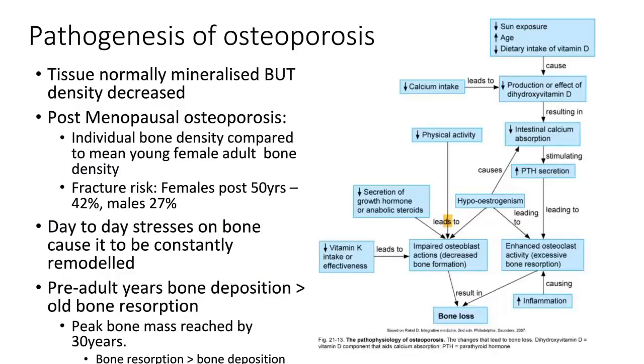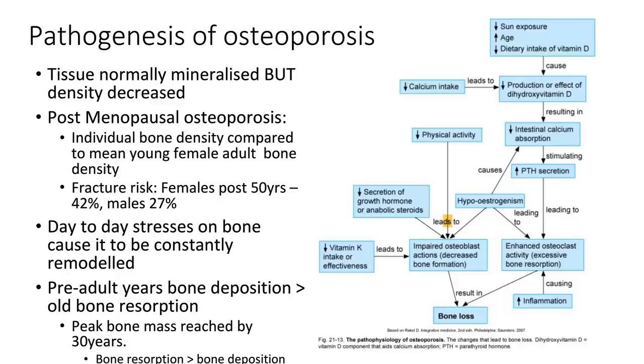So the pathogenesis, the development of osteoporosis, means that the tissue is mineralized but the density is decreased. And so in postmenopausal women, what we measure is the bone density of the postmenopausal women compared to a young female adult bone density. And from that, we can turn around and look at the risk for fracture.